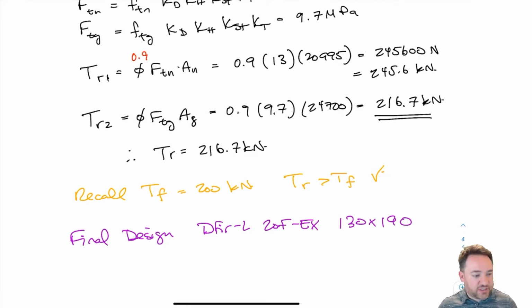And now I've gone through the entire design process, starting at load calculations, picking a section out of the table, and then coming up with a final check on my strength and my final design. And then, of course, there's nothing really to draw here because it's just one member, but if I had connection or if I had multiple members, now I can put these in my drawings.